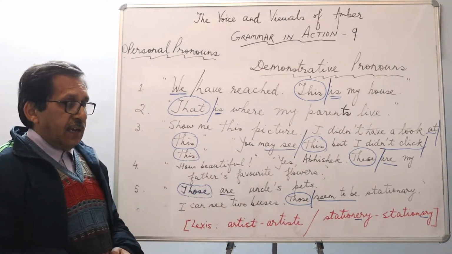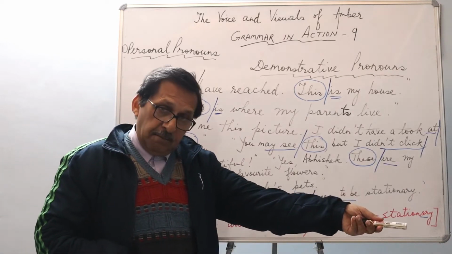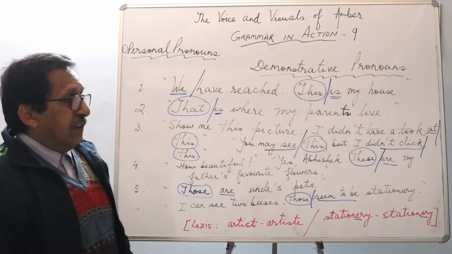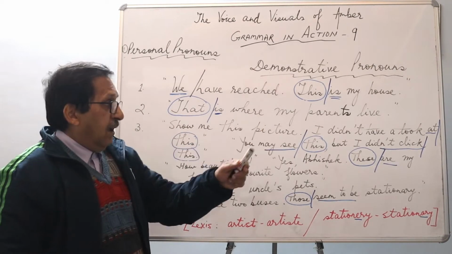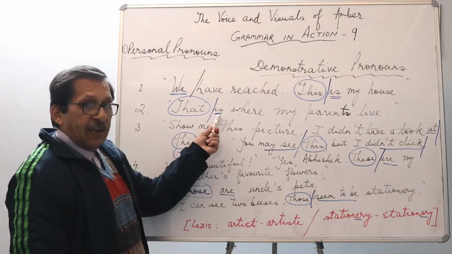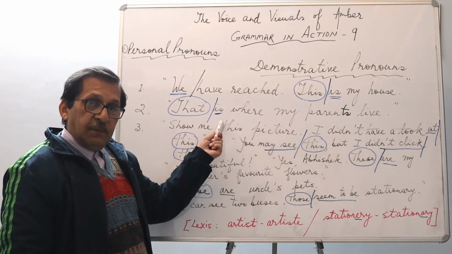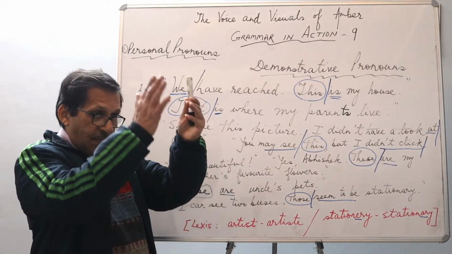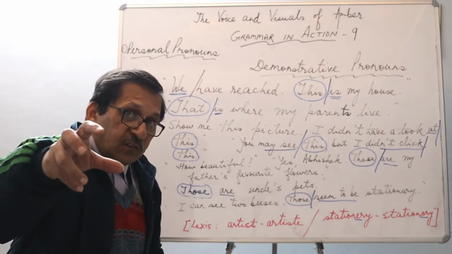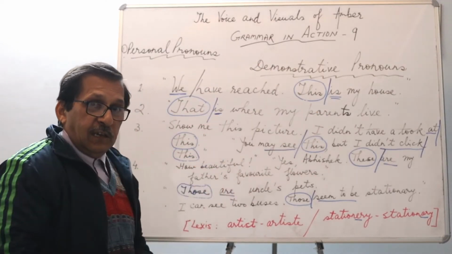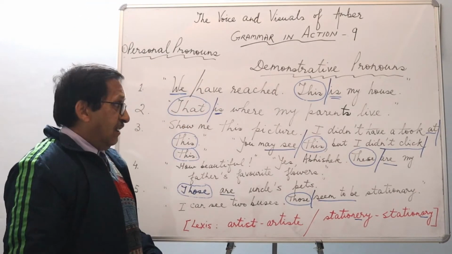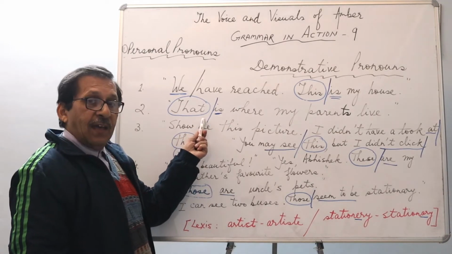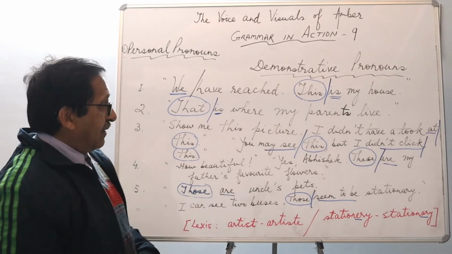Let's move on to the second one. So this is my house, and that is where my parents live. So that is where my parents live. So is, again, is the main verb, the to be verb over here, and before the verb we ask the question, what? So that, coming in place of the house that the speaker or the communicator is pointing at. That is where my parents live. So that is the demonstrative pronoun, again acting as the subject of the sentence.